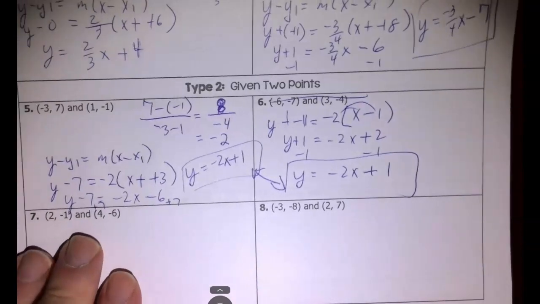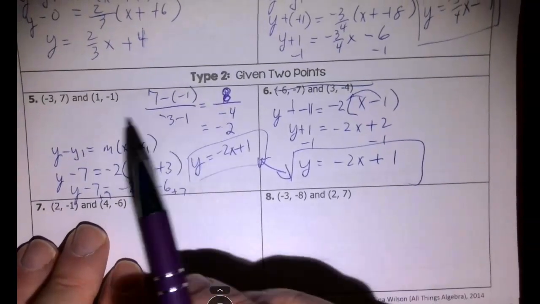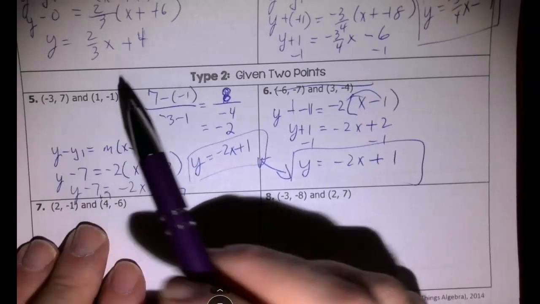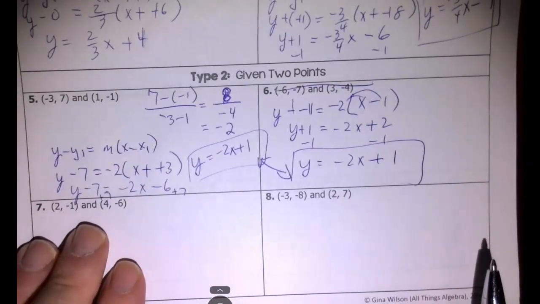So my point on this is once you get to the point where you have found the slope, when you go to plug in a point, you can plug in either point, your choice, and you're still going to come up with the same answer.